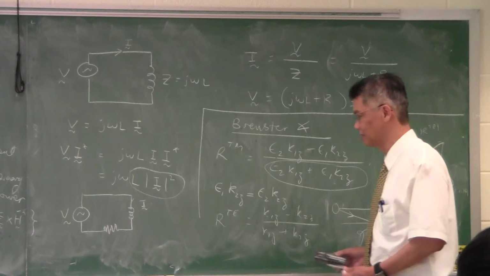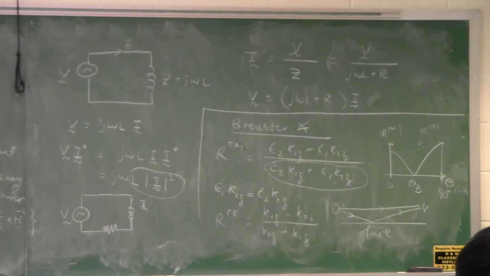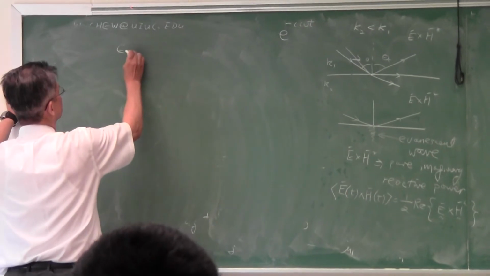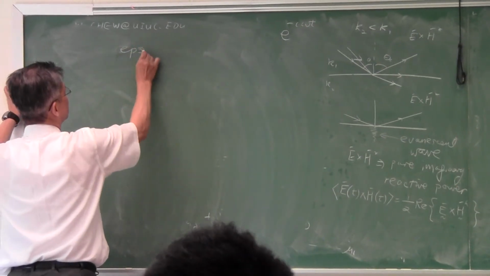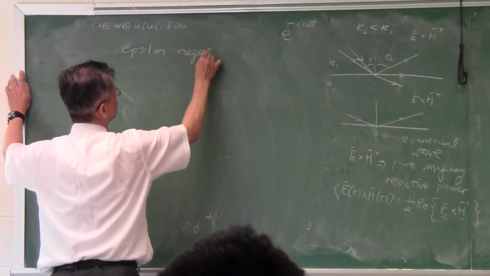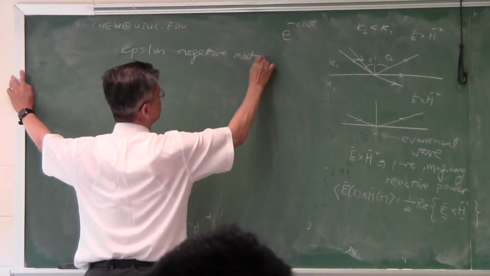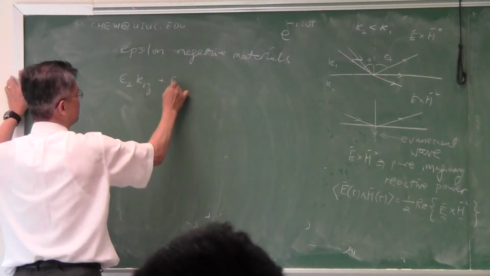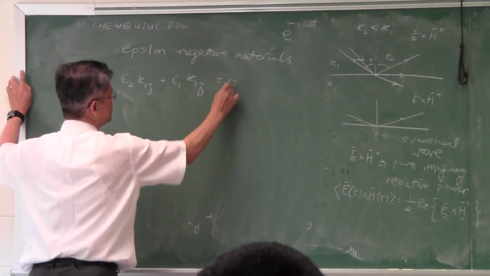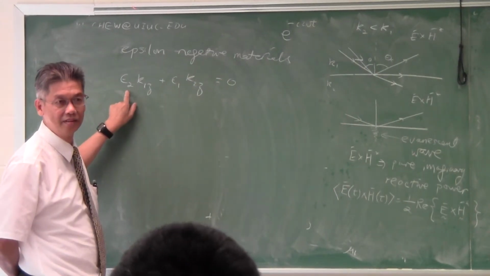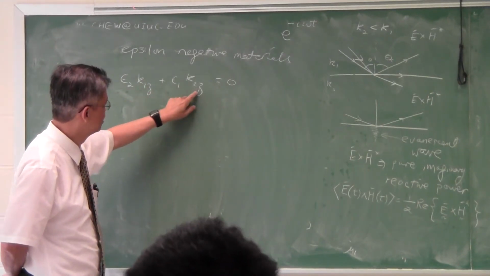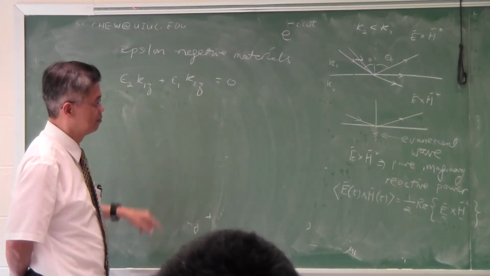Those are called epsilon negative materials. So then epsilon 2 k1z plus epsilon 1 k2z can be 0, because one of these is negative. Then there's a chance for these two to cancel each other. This could be positive, this could be negative.